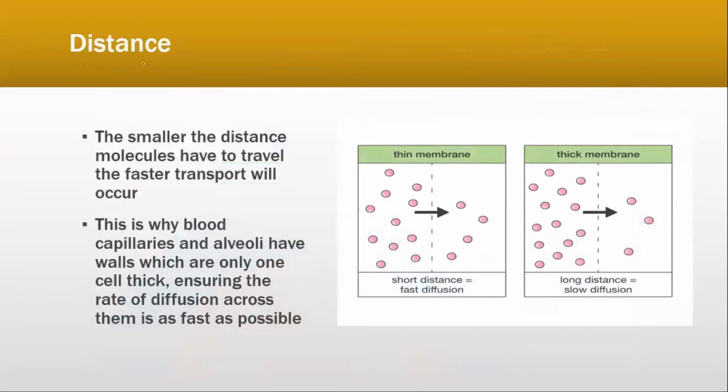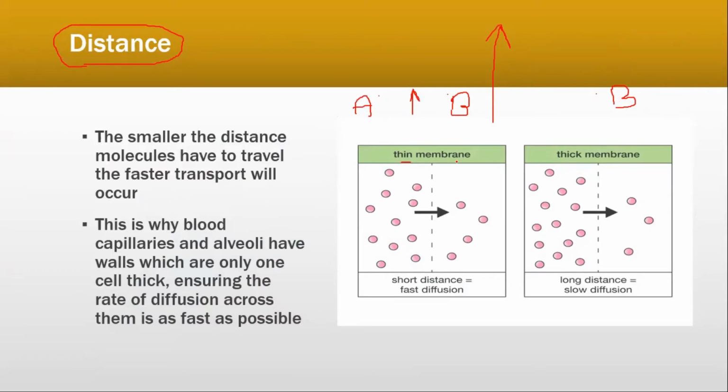Then we have another factor that affects the movement of substances, which is the distance. The smaller the distance molecules have to travel, the faster the transport will occur. For example, if I have a point A and a point B with a larger distance, the transport would take a long time. But if I have a shorter distance, it would take me less time. Hence, the smaller the distance molecules have to travel, the faster the transport will occur.